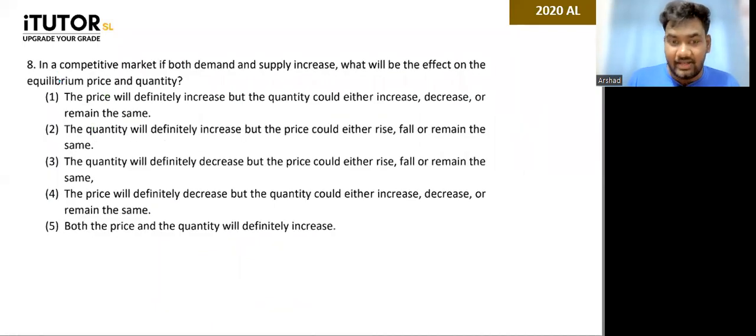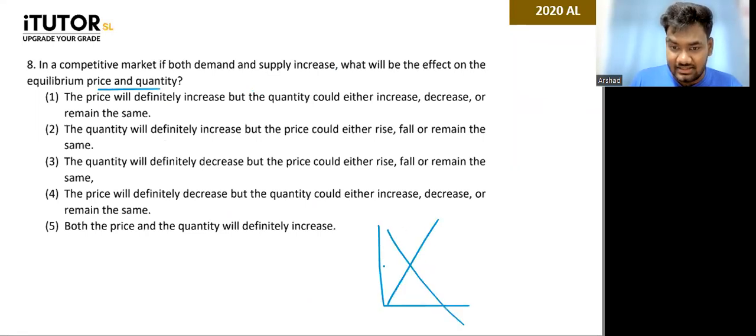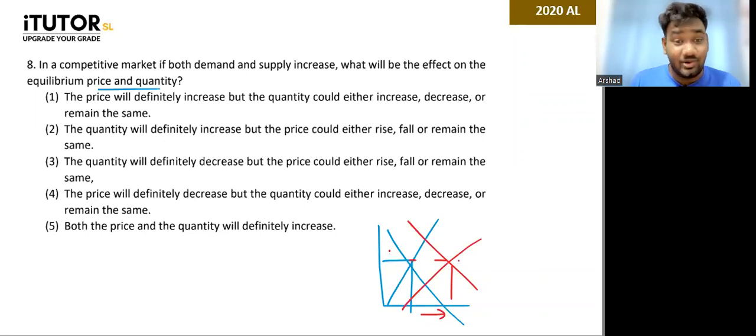Right. 8th one. In a competitive market, if both demand and supply increase, what will be the effect on equilibrium price and quantity? We have done this now 100 times. What can you say, guys? Equilibrium market. This is the equilibrium price. What is happening? Demand is also increasing. Supply is also increasing. For sure, you can say the quantity is increasing. The price, you can't say. The price can either remain the same, it can increase, or it can decrease.